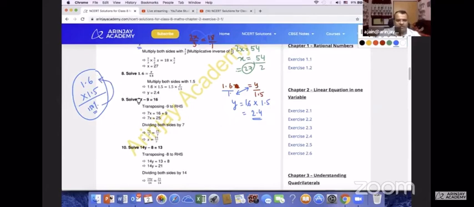Let's look at the next question, which is 7x minus 9 is equal to 16. Move the numeric digit to the other side, you get 7x is equal to 16 plus 9, which is 25. And if you divide both the sides by 7, the 7 will cancel out the 7. So what is left on the left side is only x. x is equal to 25 by 7.